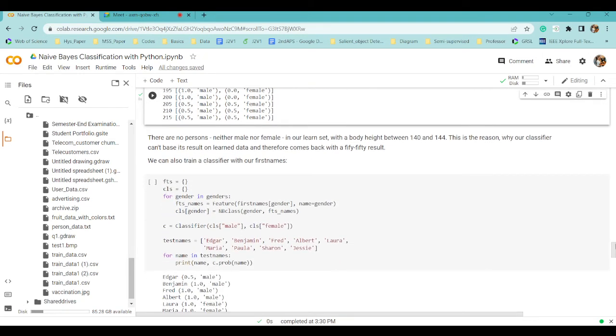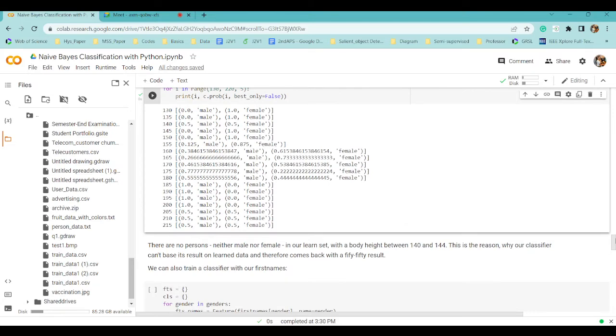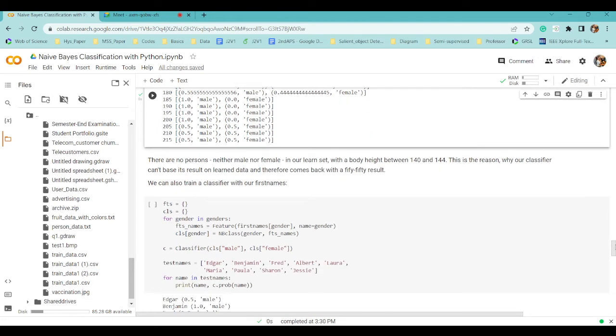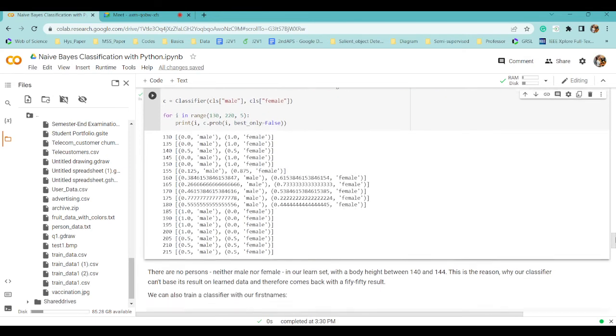So there was just one parameter which we dealt with, that was height. Now there is no person, neither male nor female, in our learn set with a body height between 140 and 144, which we can see. This is the reason why our classifier can't base its result on learned data, and therefore comes back with a 50-50 result. You're getting it? That is why it is coming at a 50-50 result.